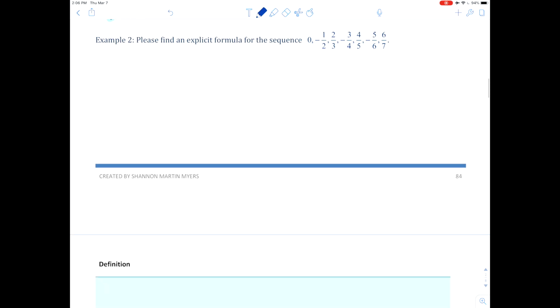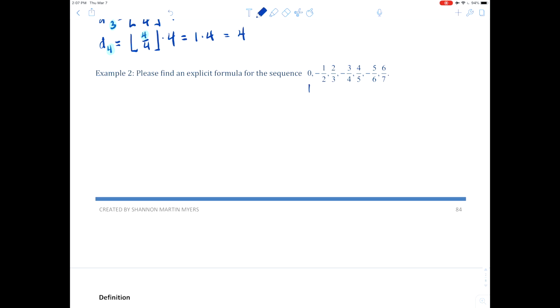Find an explicit formula for the sequence. So you've been given how many terms? Well, we have, this could change, right? It depends on, we haven't been told where this sequence starts, right? Does it start at 0? Does it start at 1? Okay, so the answers would vary on this one. So let's say that we start this one at 0, okay?